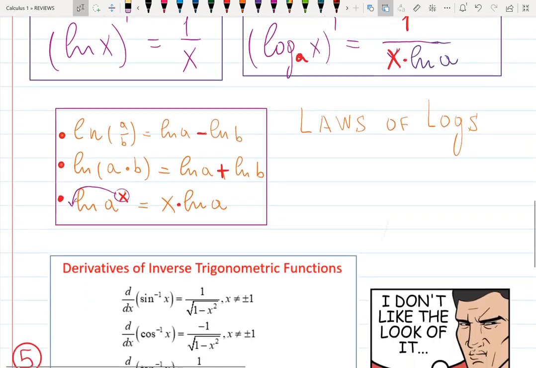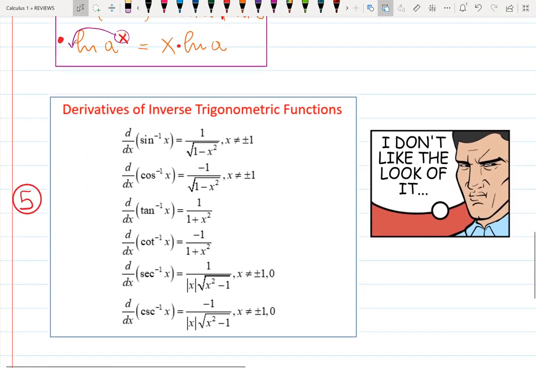Laws of logs. And the last topic, derivative of inverse functions. And usually I like teaching it using u notation, where u can be any kind of function in case of the chain rule. Arcsine, or sine minus 1 of u, is 1 over square root of 1 minus u squared. And if this u is a function, then you later multiply by u prime. Make sense? And usually I put it in the numerator right away.